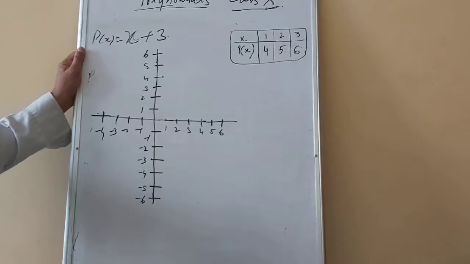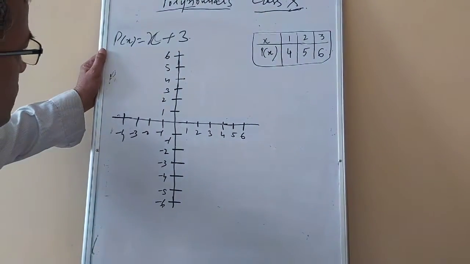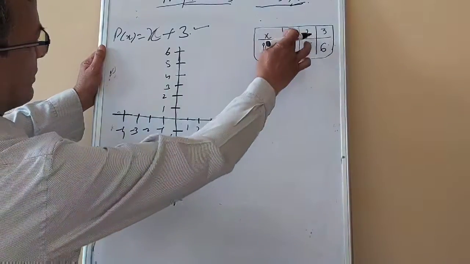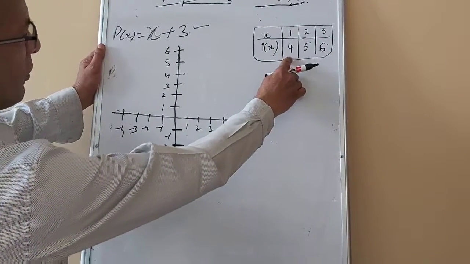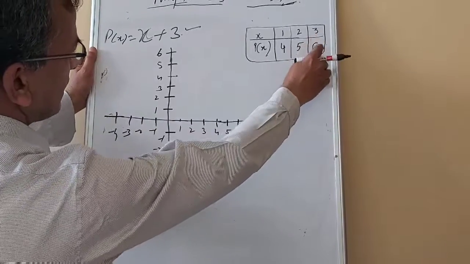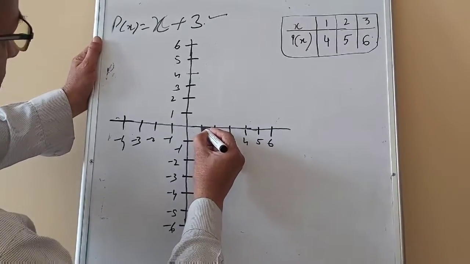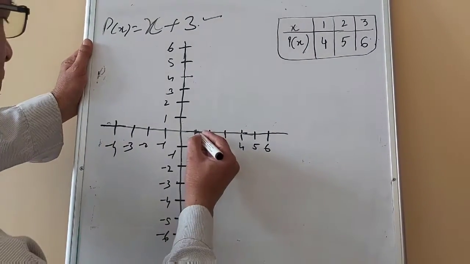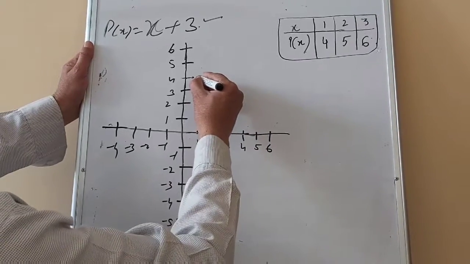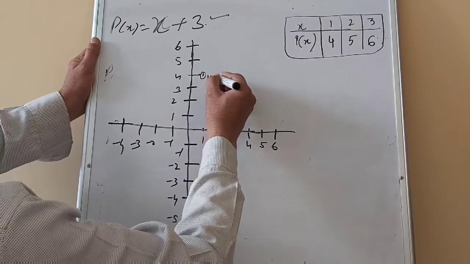So we can represent this polynomial in a graphical manner also. Say this one is a linear polynomial. Take x is equal to 1, you will get the value of p(x) is equal to 4. When it is 2, the value of p(x) is 5. When it is 3, the value of p(x) is 6. So you represent the points on the graph. You must be having a graph paper. You can draw it on the graph. Say 1 and 4.